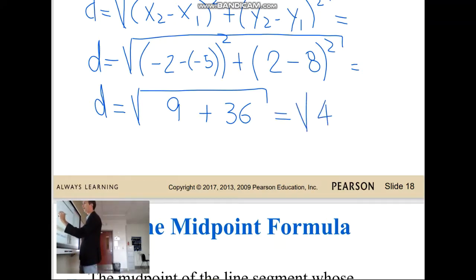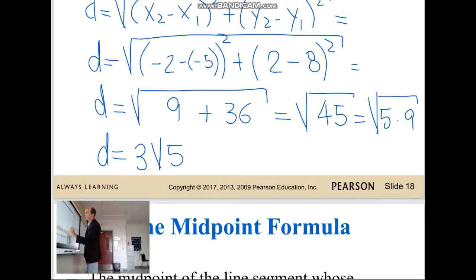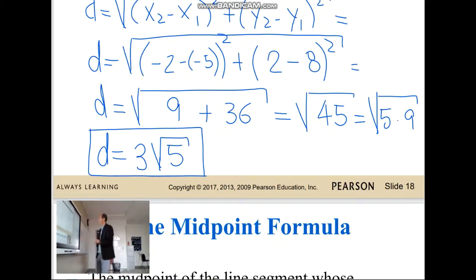Square root of 45, and 45 is 5 times 9. Apply the product rule here to simplify radicals, and you have d equals square root of 9, which is 3, and square root of 5 is just square root of 5. This is the result. All right, now this is the distance. This is how to calculate the distance.